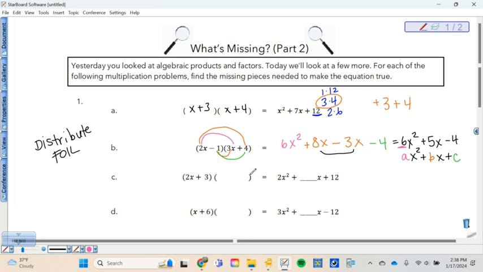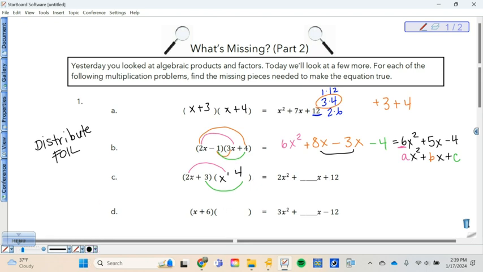So now let's think part C. They gave me one of my factors and most of my quadratic. But let's think about, right? I got to fill in this spot and this spot. So my first times first, 2x times something has to give me 2x squared. 2x times what gives me 2x squared? X. Okay. And 3 times something has to give me 12. 3 times what gives us 12? 4.